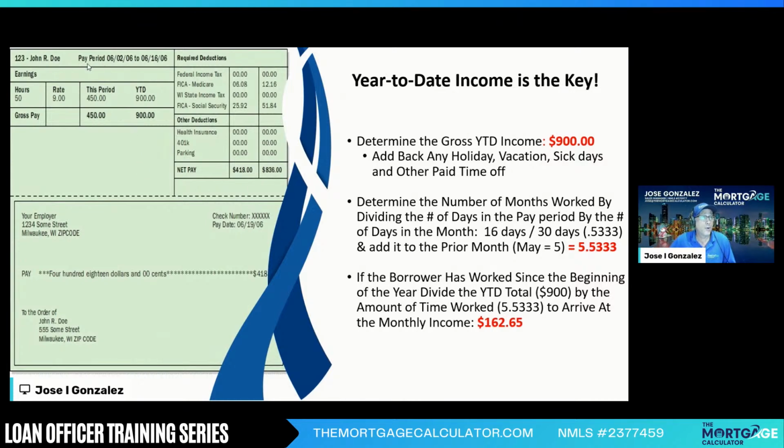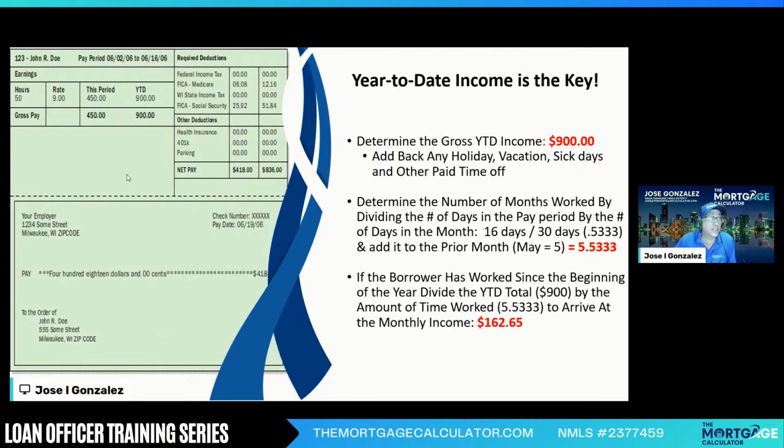So, important components here. Pay period. The pay period is June 2nd through June 16th. So Mr. Doe is getting paid twice every 2 weeks. That's 14 days.